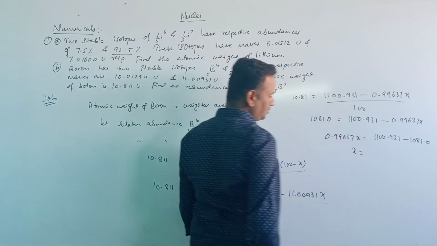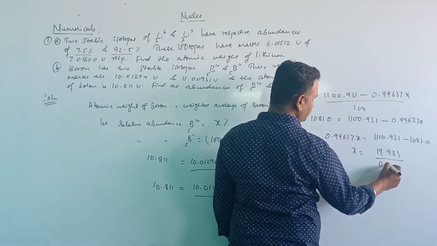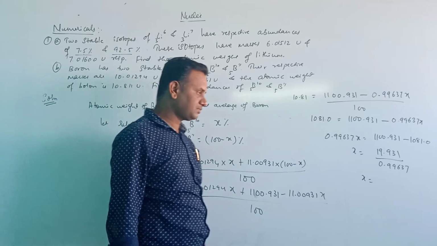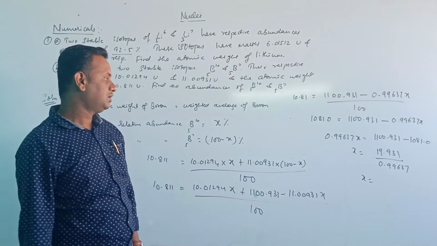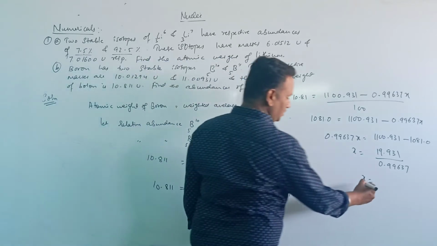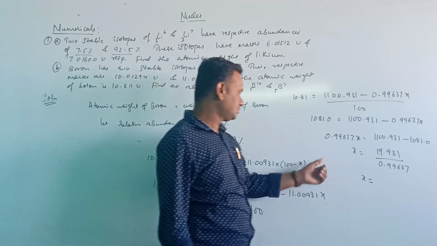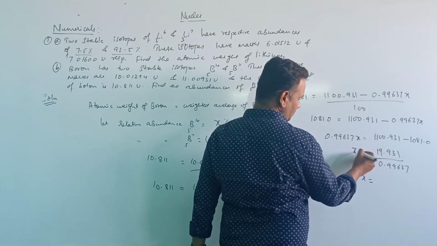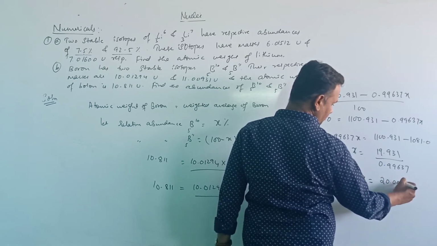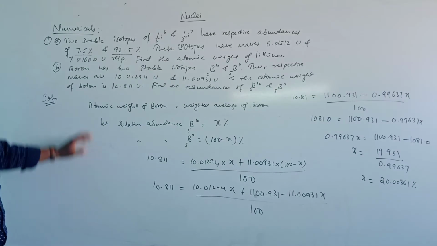So x equals 19.931 divided by 0.99637. If you divide it, how much do you get? 20.00361%. So this is the x value we got.